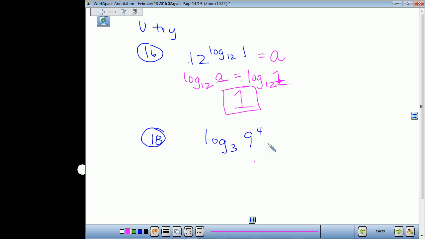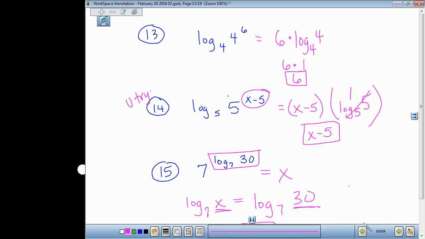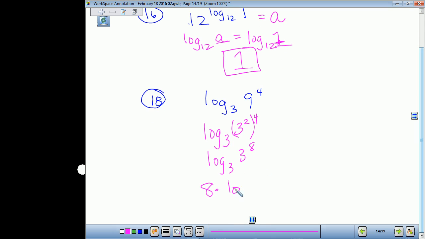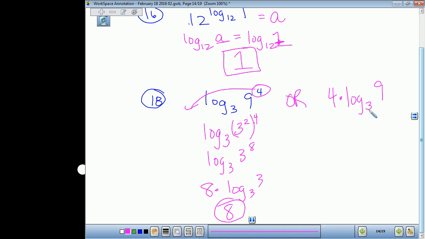Okay. So, this is 3. This was 12. This was 12. This was 7. This was 7. This was 5. This is 5. This is 4. This is 4. This is 3 and this is not. But we could rewrite 9 as 3 squared, which makes it 8. And then 8 times log base 3 of 3 is 8. So you still don't have to do any work. Or, ooh, 4 comes out in front here. So we get 4 times log base 3 of 9. What power do I raise 3 to get 9? 2. And 4 times 2 is 8.